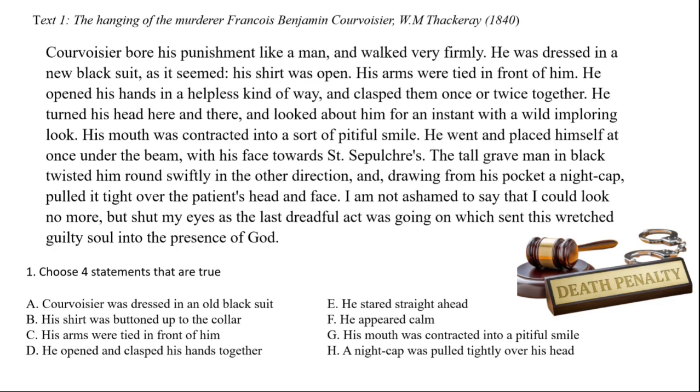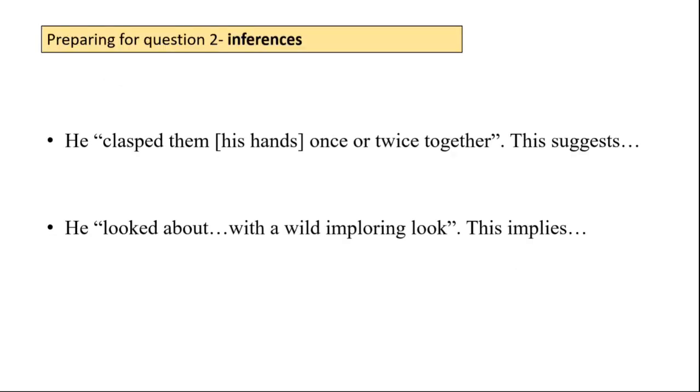Right, pause the video there. I want you to choose 4 out of 8 statements that are true down the bottom there. Preparing for question 2 then. Where it says he clasped his hands once or twice together, what could it suggest? He clasped his hands together, maybe desperation, anxiety, a nice word for anxiety, trepidation. Maybe he's praying to God for forgiveness and mercy. Okay, there's multiple interpretations already there.